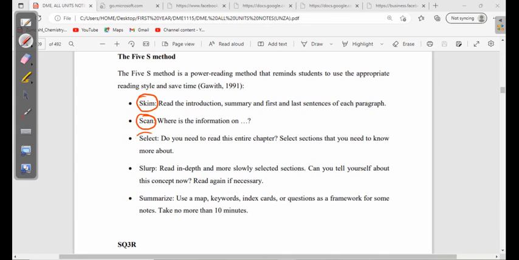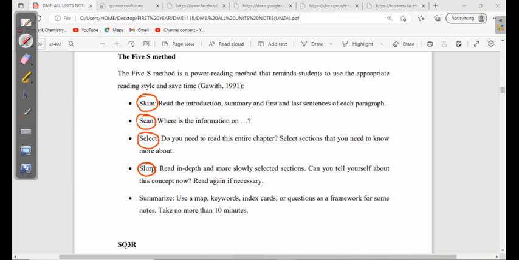And then you are going to select. Now, do you need to read this entire chapter? Select the sections that you need to know more about. That is what you get to do. Remember, when I'm talking about scanning, you are just looking for some specific sections. If you find those sections, like the information on causes, and you are interested in causes, you are going to select: well, I want to look at the information that is talking about causes. Now when you select that information, you are going to go into the slap.